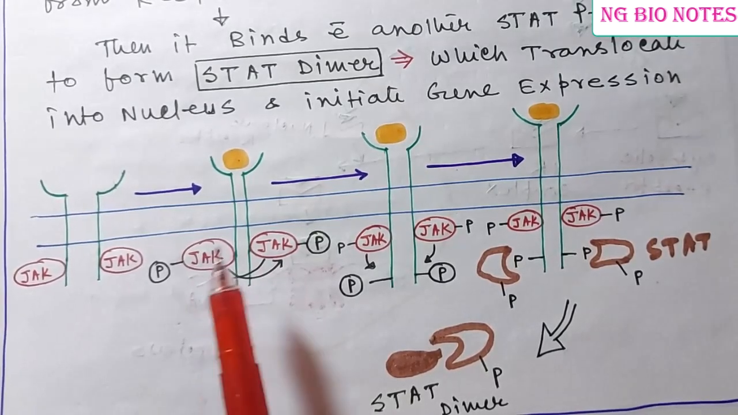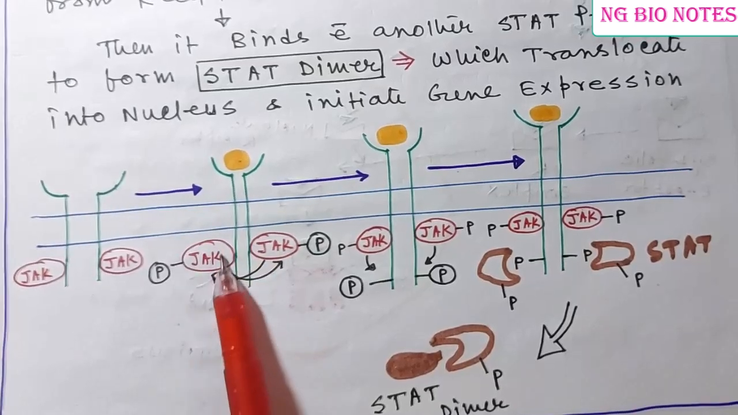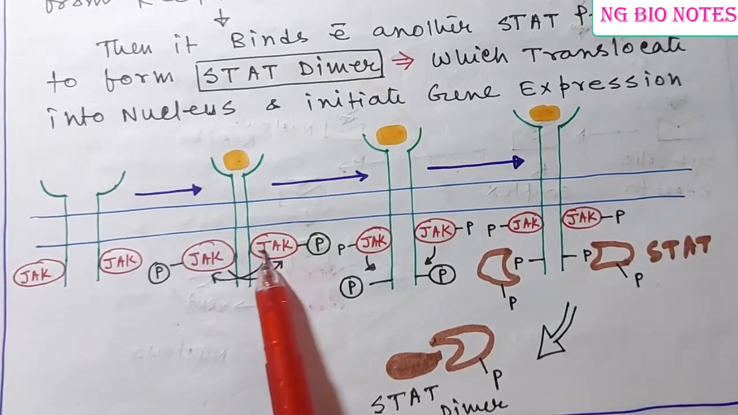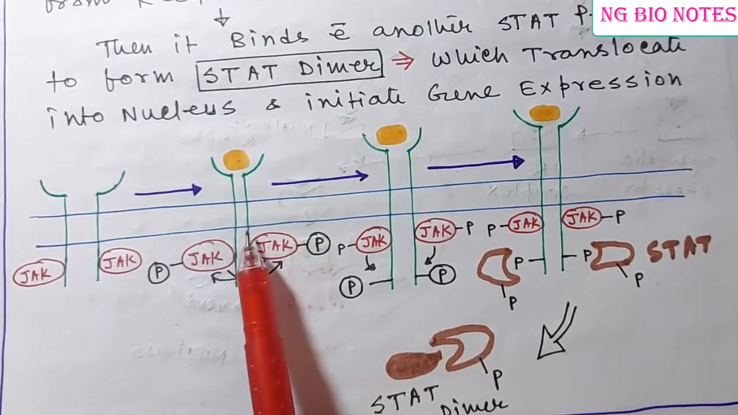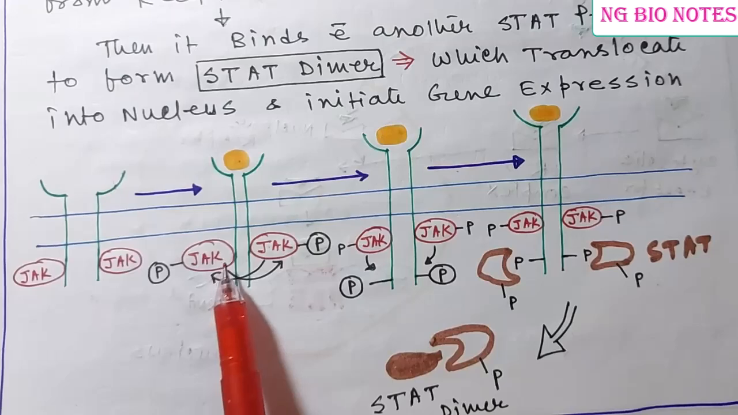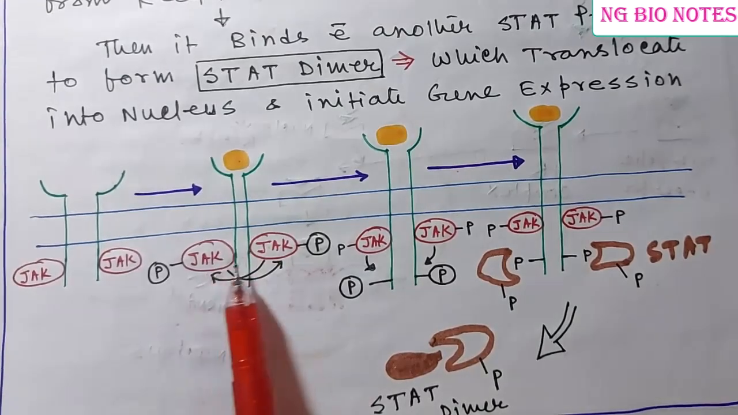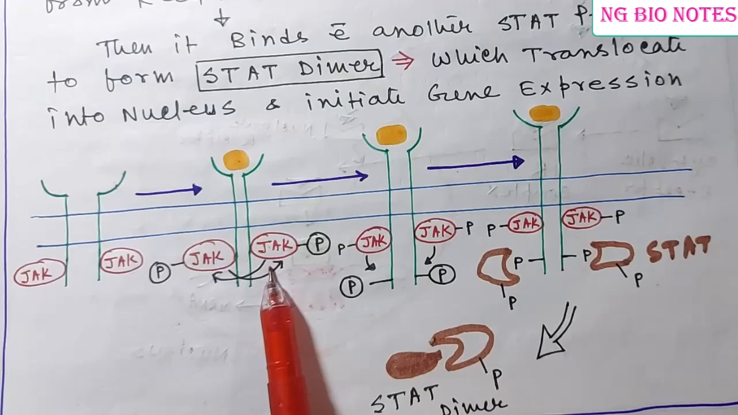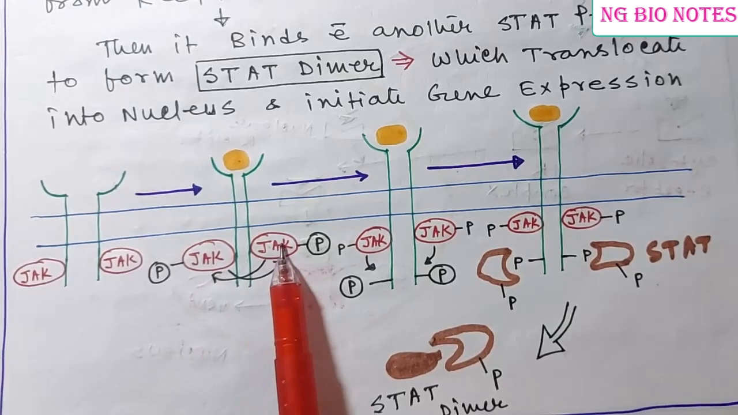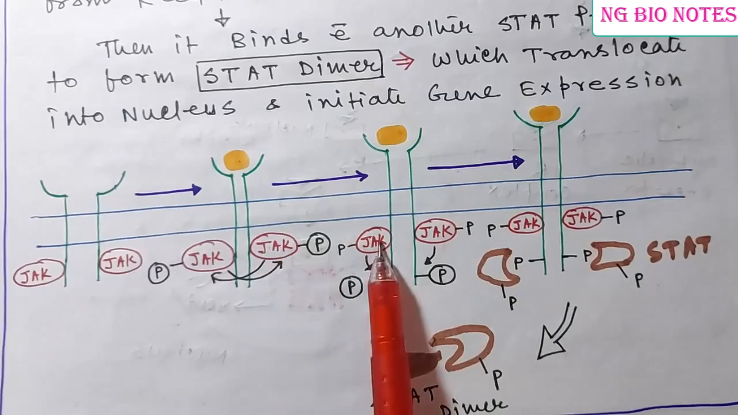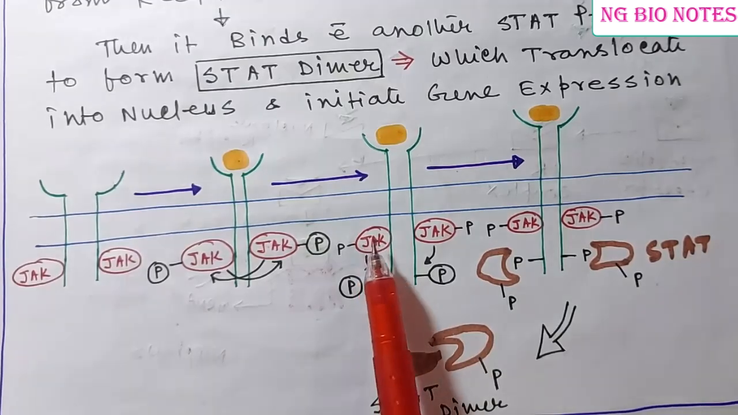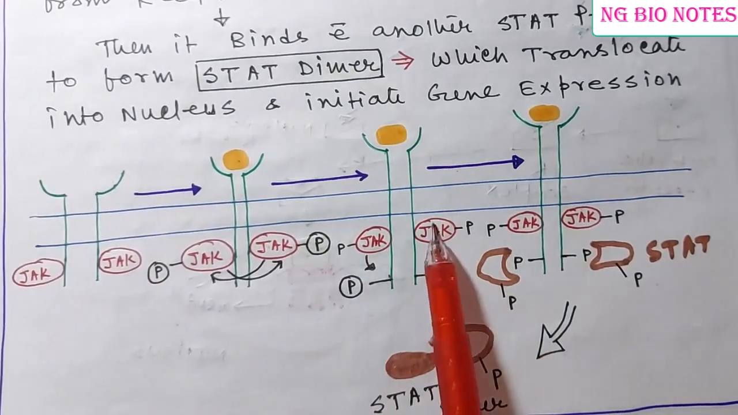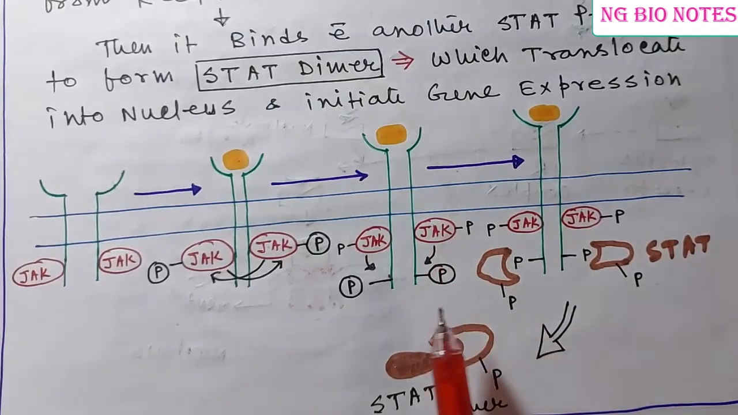So in this receptor you can see a Jak protein, and this Jak protein phosphorylates the Jak protein present in the other receptor, right? And also the Jak protein of the other receptor will activate the Jak protein of this receptor. So this is called cross phosphorylation. Then the Jak will be phosphorylated. After phosphorylation, the Jak again phosphorylates its own receptor, and this Jak phosphorylates its own receptor, okay?